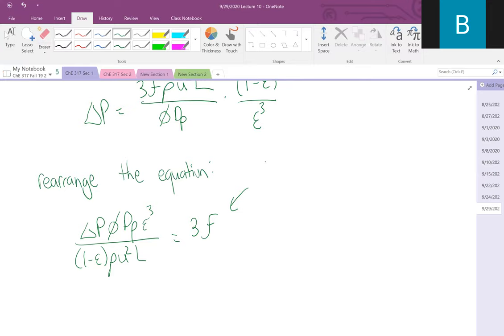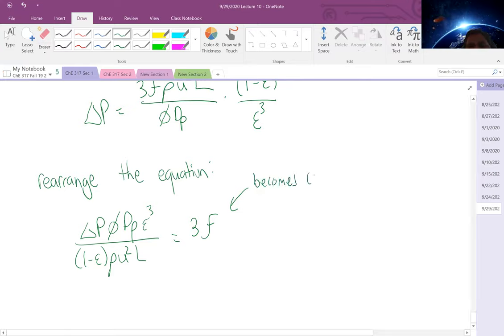Near constant. Yeah, it becomes constant. So it becomes constant at a high Reynolds number. And so we can say for fully turbulent systems that that value essentially becomes a constant as well.